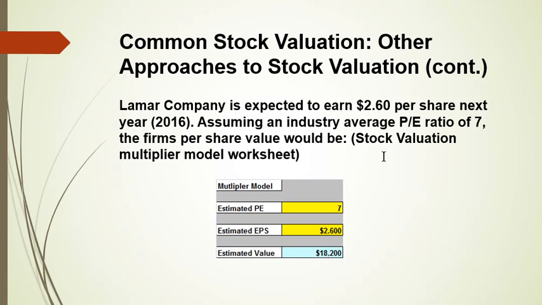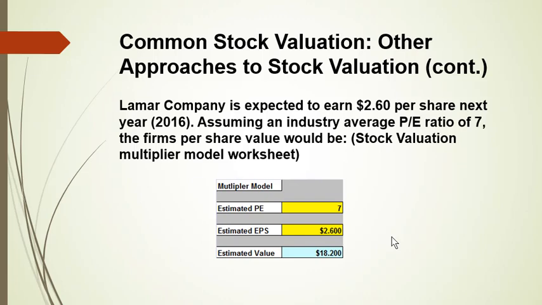Now we are using what's referred to as the stock valuation multiplier model. Now there are several of these multiplier models that are used in real life. And we don't need to use the industry average PE ratio. We could use the forecasted PE ratio for the company. Again, most of this information is fairly readily available on Yahoo Finance.